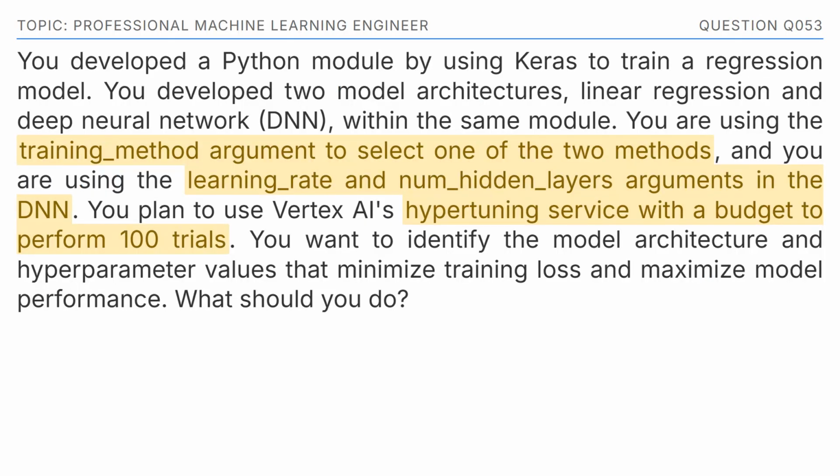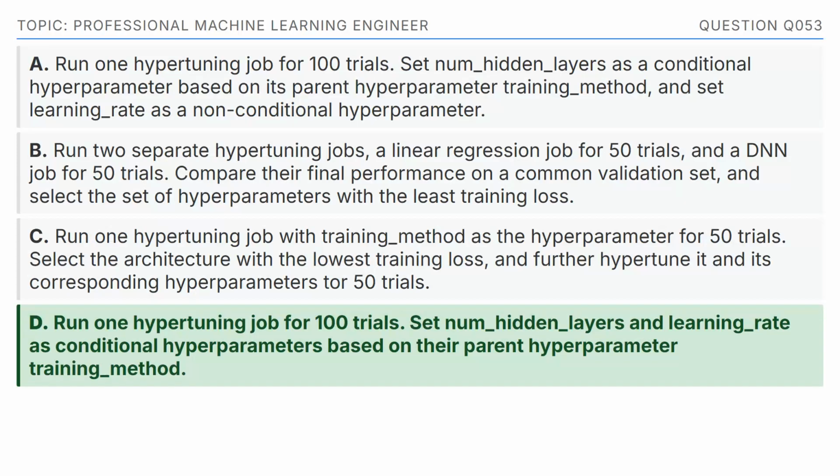To arrive at the correct answer, we focus on the keywords: training_method argument to select one of the two methods, learning_rate and number_hidden_layers arguments in the DNN, hypertuning service with a budget to perform 100 trials. The correct answer is option D, run one hypertuning job for 100 trials. Set number_hidden_layers and learning_rate as conditional hyperparameters based on their parent hyperparameter training_method.